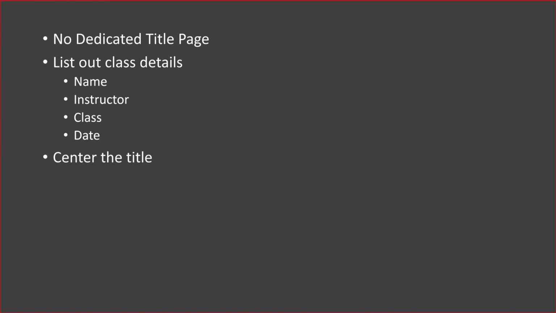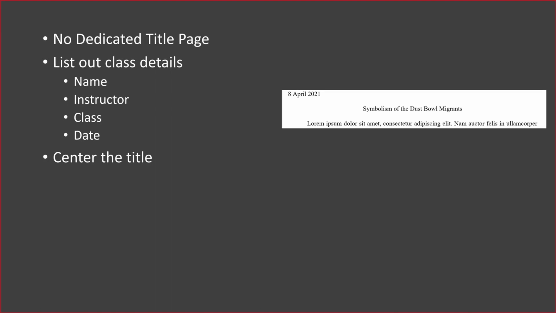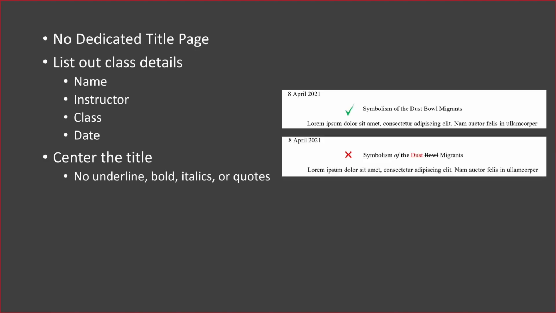The next thing we want to look at is we need to center the title. So the title of our essay here, let's see, we've got Symbolism of the Dust Bowl Migrants. Here you can see I've centered it, nothing special to that, but you'll notice, and that's important, that there's nothing special to it. We do not want to underline our title, we don't want to bold our title, we don't want to italicize or use quotes around our title, we don't want to change the color of our title. We don't want to really do anything that's going to make it stand out. So these are all examples of things you don't want to do with your title.